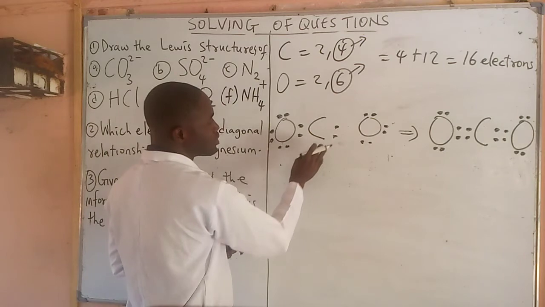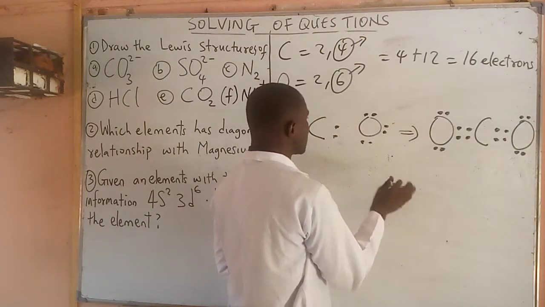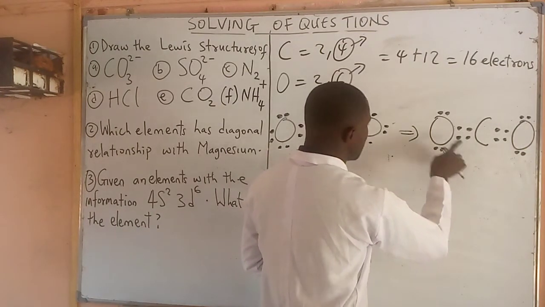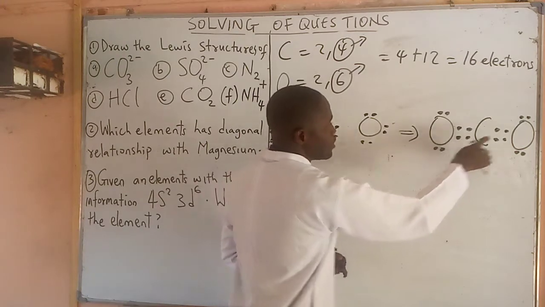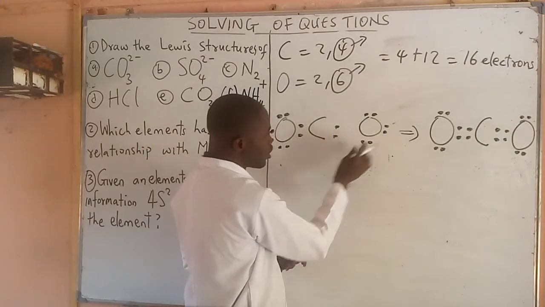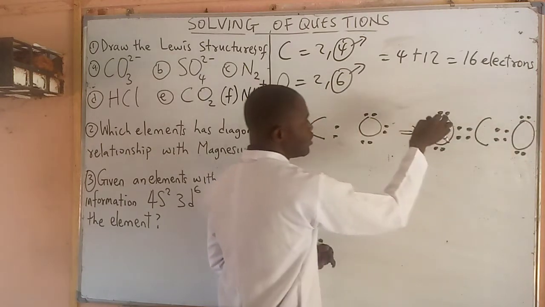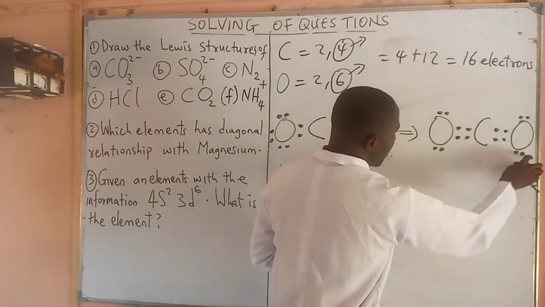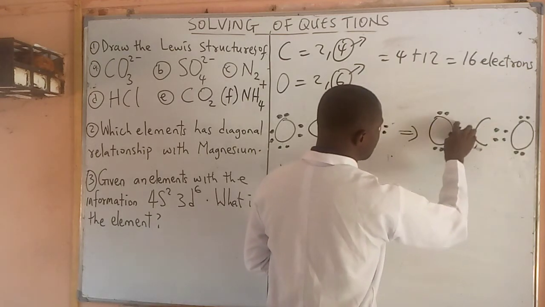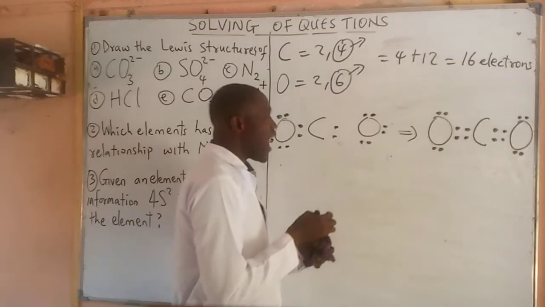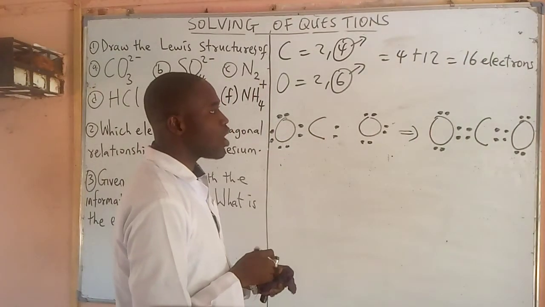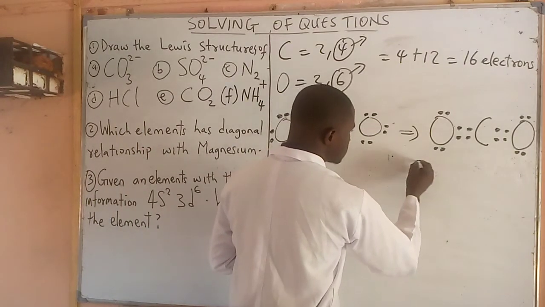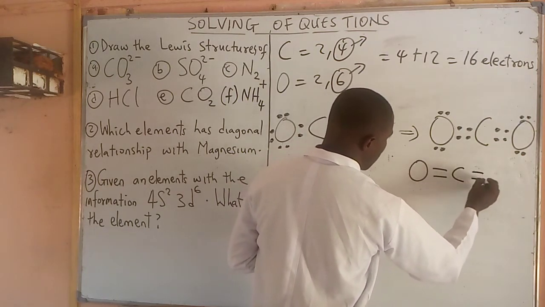But the carbon has not attained an octet structure. So you say, okay, 2 electrons will come here. Then 2 electrons here will also come here, leaving you with 4 electrons on each oxygen. You can see the carbon is 1, 2, 3, 4, 5, 6, 7, 8. Oxygen is 1, 2, 3, 4, 5, 6, 7, 8. So while we do bonding, they start to attain the octet structure. This simply means each oxygen is double bonded to the carbon.